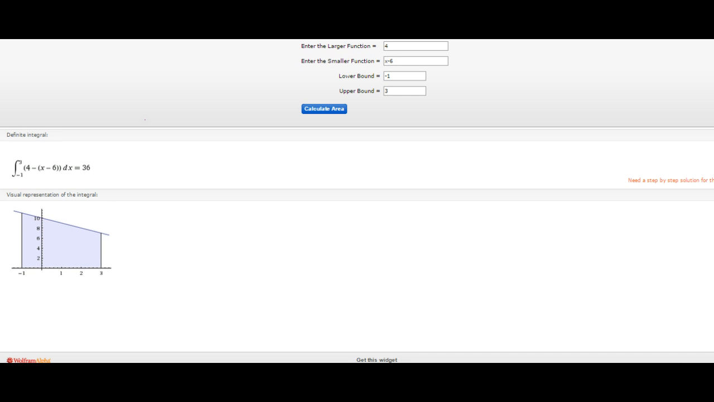So, if you want to work out the area between, enter the larger function. Okay, so what was our first one? The larger function was 6 minus 3x, right? Okay, so I'm going to go here. 6 minus 3x, and the other one was x squared minus 4. And where were we doing that from? So it was like negative 5 to 2, was it? Negative 5 to 2. Calculate.